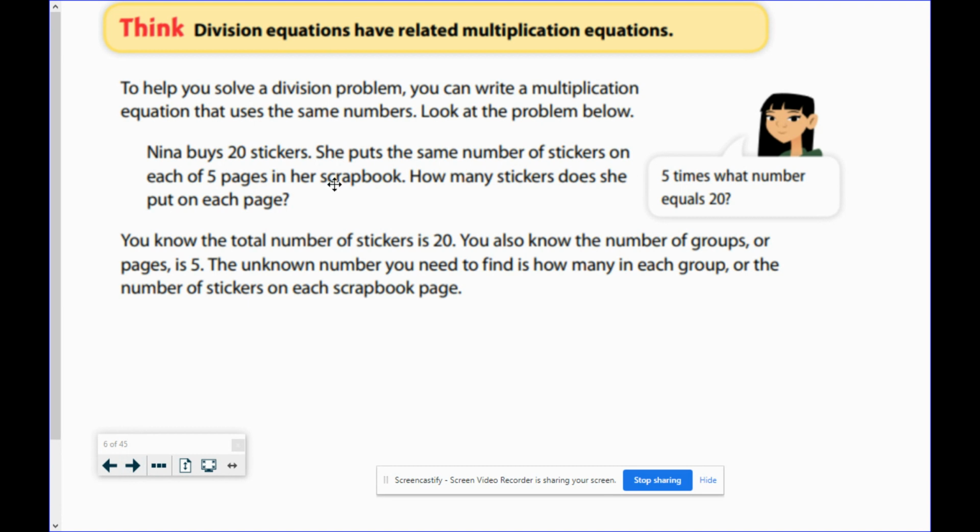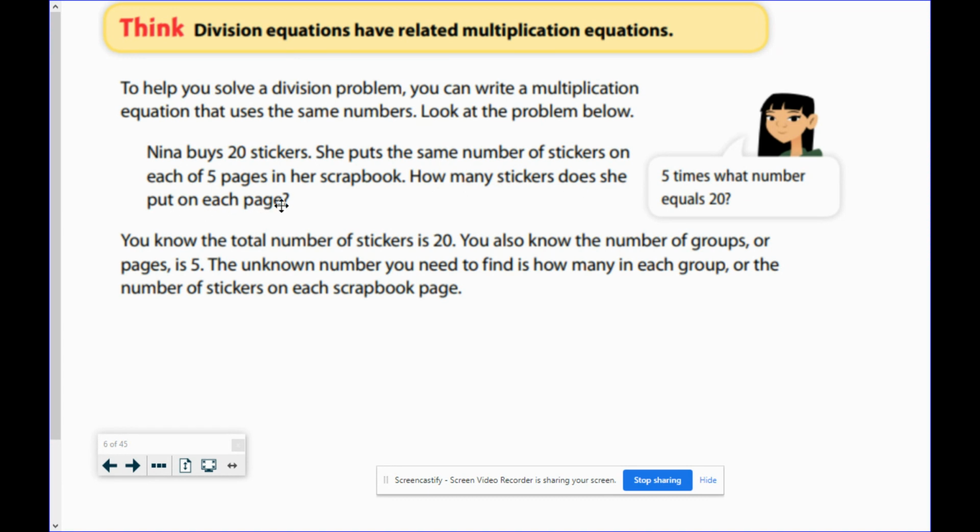Division equations have related multiplication equations. To help us solve a division problem, we can write a multiplication equation that uses the same numbers. Let's look at this word problem. Nina buys 20 stickers. She puts the same number of stickers on each of 5 pages in her scrapbook. How many stickers does she put on each page?